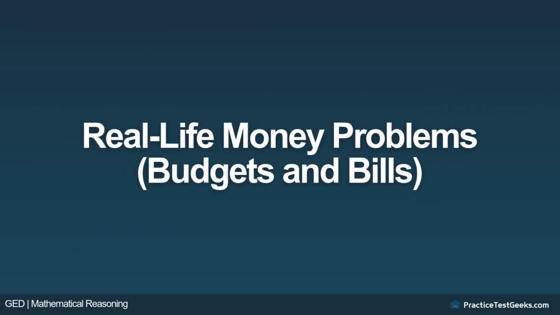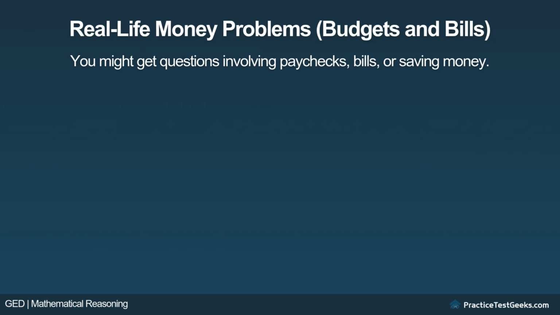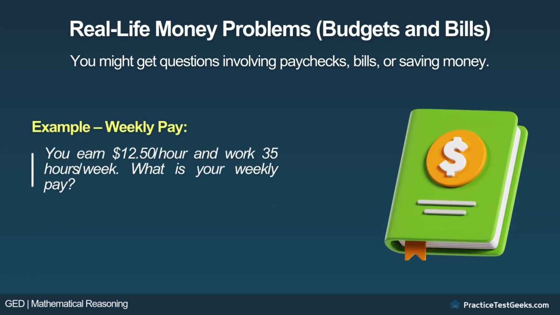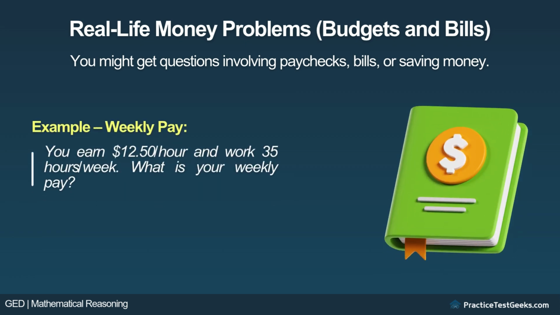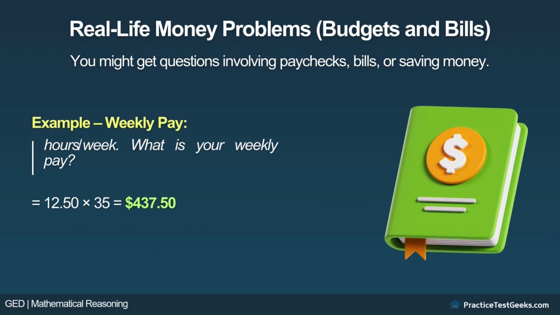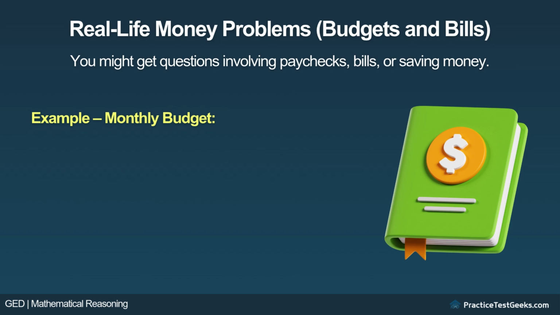Next, let's talk about a common topic in GED word problems: real-life money situations, like paychecks, monthly expenses, or budgeting. Here's the first example. Weekly pay. You earn $12.50 per hour and work 35 hours per week. What's your total weekly pay? Multiply $12.50 by 35 hours. That gives you $437.50. Let's look at a monthly budget problem next.